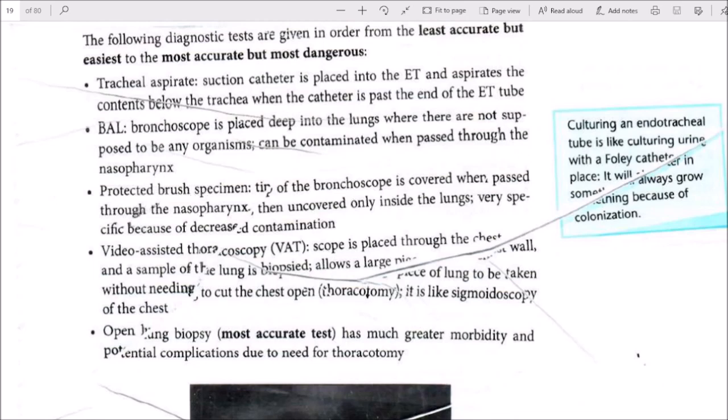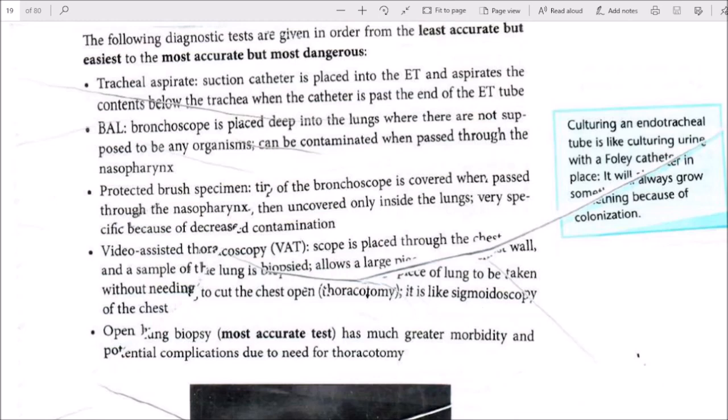Protected brush specimen: the tip of the bronchoscope is covered when passed through the nasopharynx, then uncovered only inside the lungs, very specific because of decreased contamination. Video-assisted thoracoscopy (VATS): a scope is placed through the chest wall, and a sample of the lung is biopsied, allowing a large piece of the lung to be taken without needing to cut the chest open.